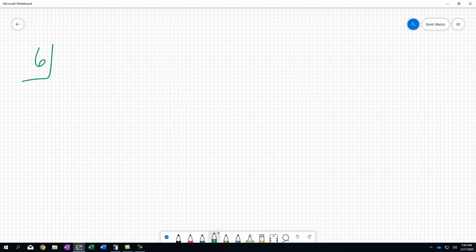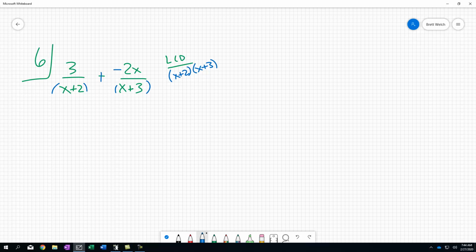So number 6, we got 3 over x plus 2 minus 2x over x plus 3. First thing that I like to do is find the LCD. Well, first I'm going to change that to plus a negative 2x. My LCD would just be x plus 2 times x plus 3. I'm just going to combine the two denominators into one bigger denominator to get at my LCD.